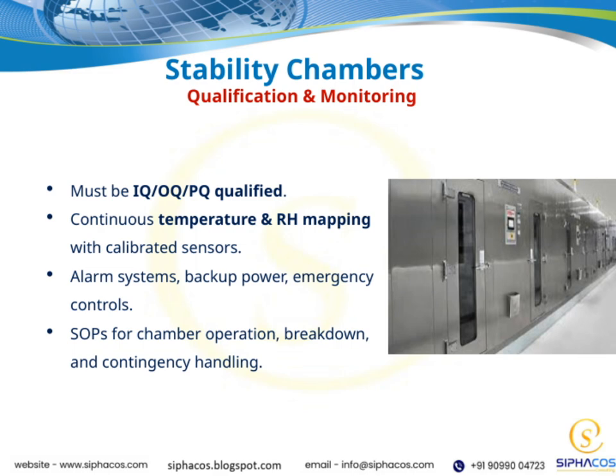Continuous temperature and relative humidity mapping using calibrated sensors is essential to monitor the environment accurately, helping us maintain optimal conditions for our products. Alarm systems play a vital role by providing immediate alerts if any parameters go out of range, and backup power ensures that the chamber remains operational during power outages. Emergency controls are also in place for quick response to any unforeseen issues.